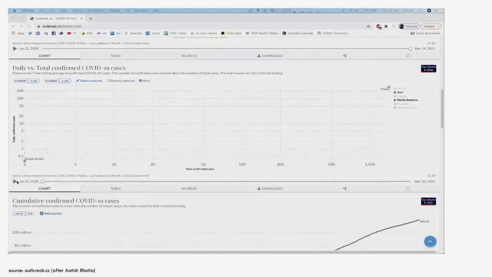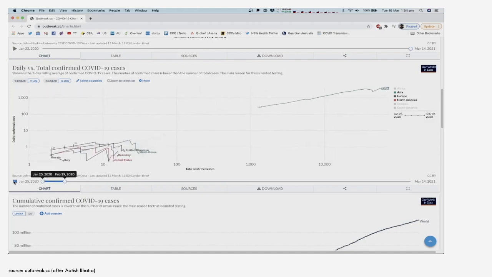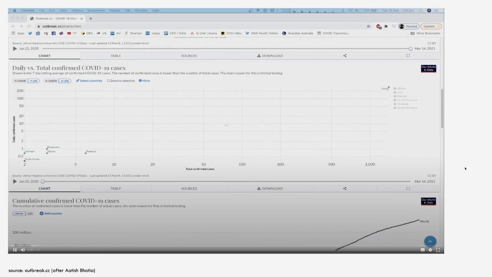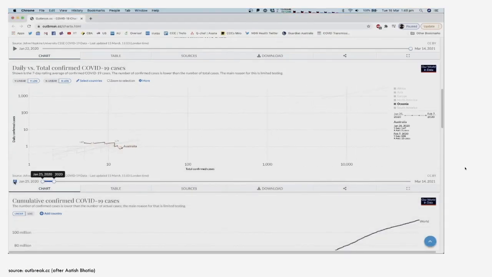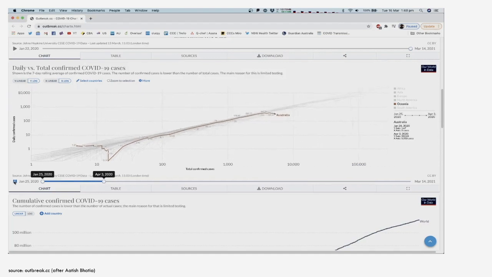Just to give you an idea, this is what Australia looks like on this visualization. You can see clearly the first two waves. Australia has some very early cases. By February, things are getting out of control. We go up along the main sequence, the trajectory with everybody else.